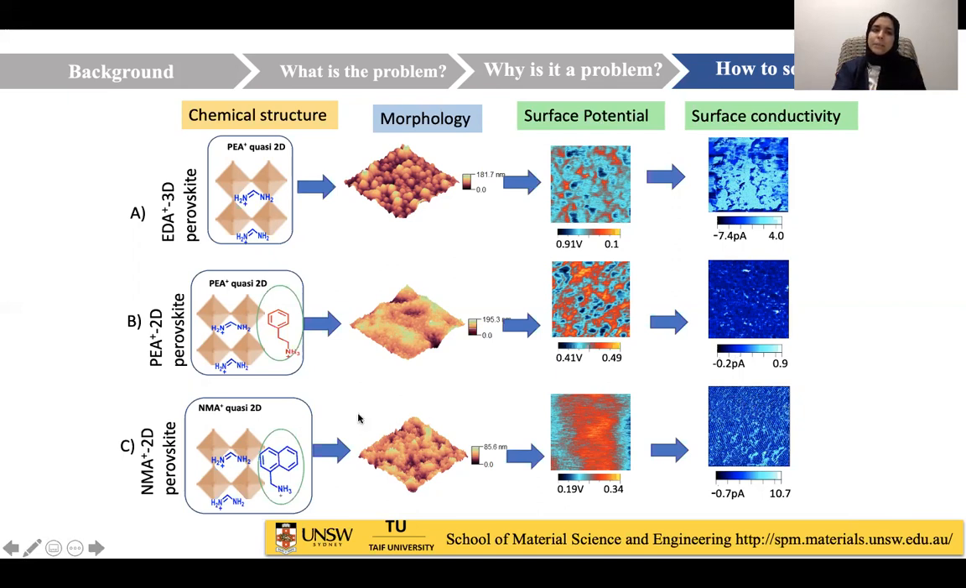This means that implementing ethylmethylamine in the chemical composition of quasi-two-dimensional perovskite materials is recommended to obtain homogeneous and uniform optoelectronic properties. So, in general, it seems that the optoelectronic properties and the morphology can be effectively controlled by optimizing the chemical structure or the chemical composition of the device. That's all from my side.